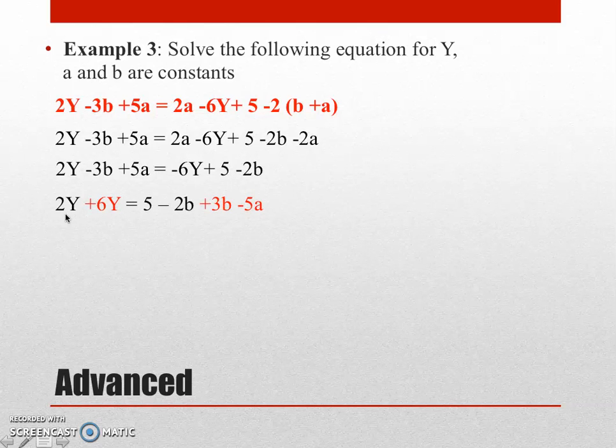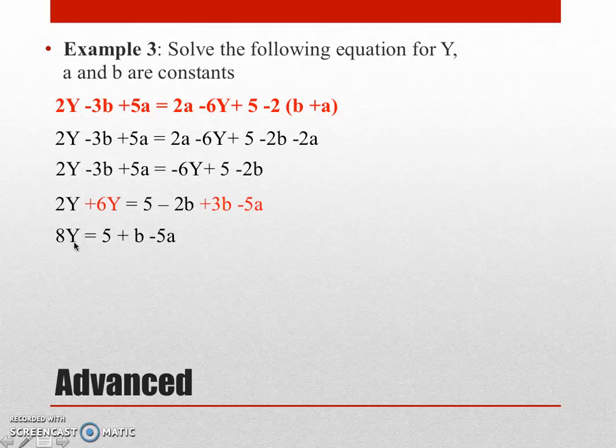So in order to do that, I'm going to keep 2y from here, and then I'm going to bring negative 6y, which becomes positive 6y. I'm going to keep 5 minus 2b, all the constants, and I'm going to bring all these constants from this side. Negative 3b becomes positive 3b, plus 5a becomes minus 5a. Now again, I can simplify the like terms. I'm going to have 8y here. I'm going to have 5 minus 2b plus 3b becomes plus b minus 5a.